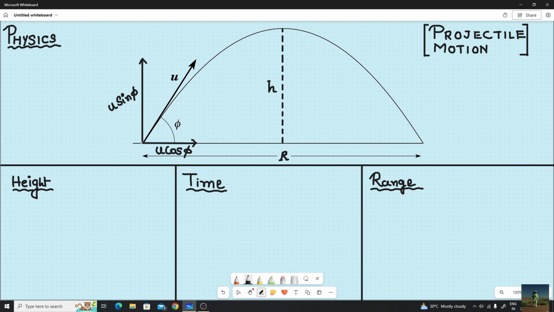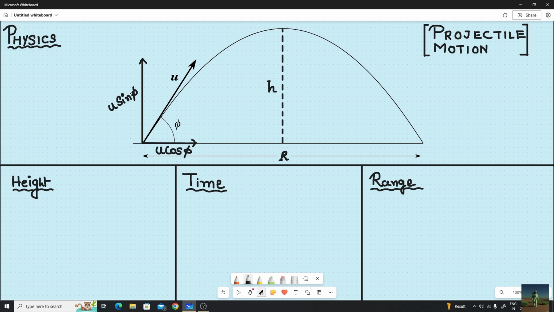Okay, now in this case you can see that this velocity is u and it is directed like this, making an angle phi with the horizontal plane. Now I have divided this velocity into two components. One is the horizontal component, that is u cos phi, and one is the vertical component, that is u sin phi. Now the thing is that you can see that the component velocities are perpendicular to each other. They are independent and they will not be affected by each other.